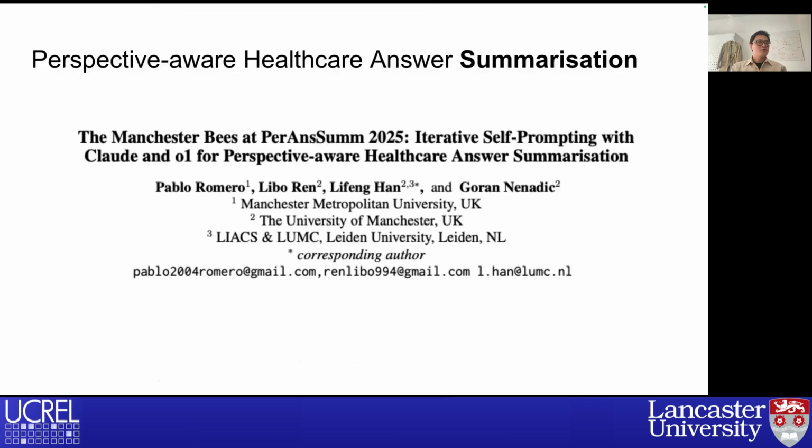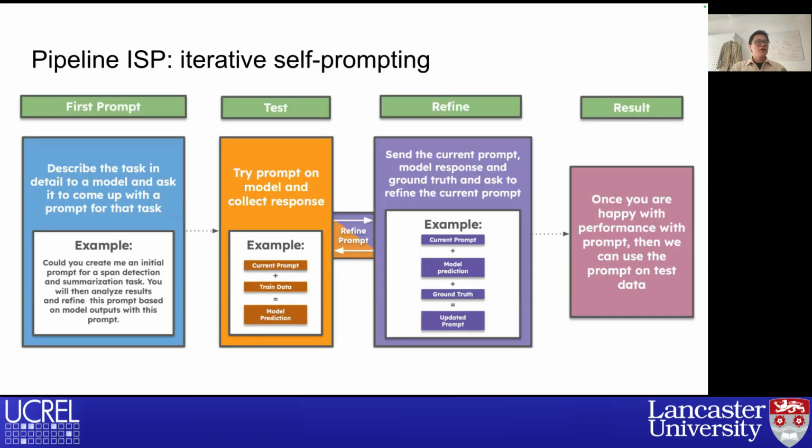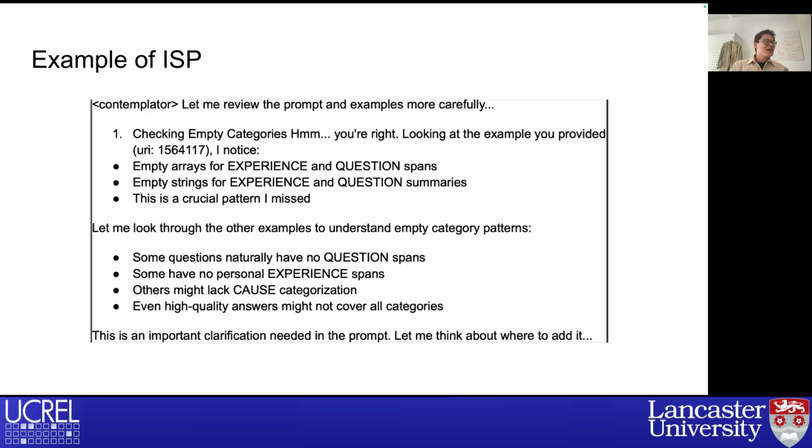That's the prompt we use as well. Okay, for the perspective healthcare answer summarization, which was just accepted, we used iterative self-prompting. If anyone knows this term, we can talk more. Anyone know this term? Raise your hand. Iterative self-prompting, ISP. If not, please read our paper because it's a very advanced prompting technique. I will share these examples, where the prompt will fix itself.